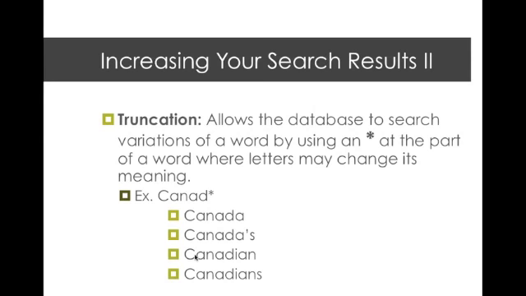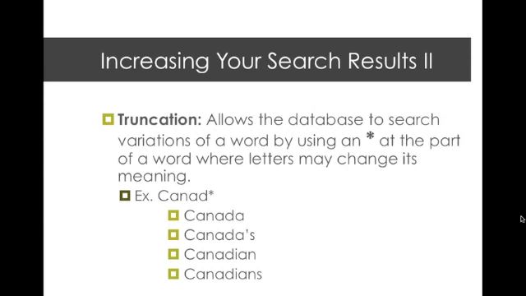So truncation allows the database to search for variations of a word by using an asterisk at the part of a word where letters might change its meaning. So an example that I've used here is Canada. Databases only know to search for exactly what you ask it for. So if you do search for Canada, it will not know to search for variations of that word. And what I mean by variations of this word are Canada's, Canadian, Canadians. It will only search for Canada.